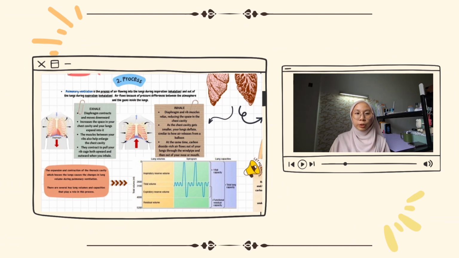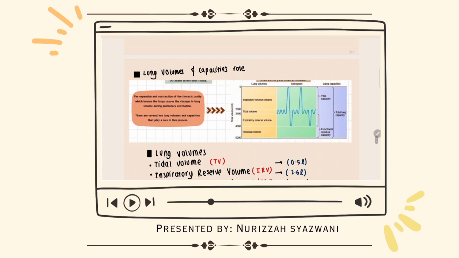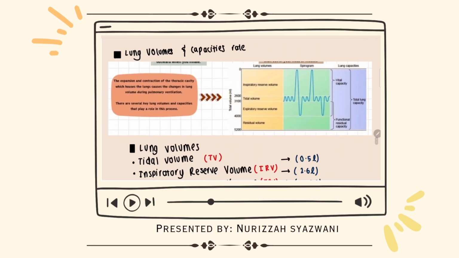During inhalation, the diaphragm will contract and move downwards, which will increase the space in our chest cavity, thus the lung will expand. The muscles between our ribs also help to enlarge the chest cavity. They will contract to pull our rib cage both upwards and outwards when we inhale. In contrast, during exhalation, the diaphragm and rib muscles will relax, which reduces the space in the chest cavity. As the chest cavity gets smaller, our lung will deflate, similar to how air releases from a balloon. At the same time, carbon dioxide-rich air flows out of our lungs through the windpipe and then out through our nose and mouth.